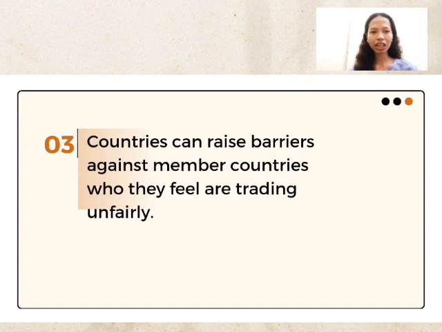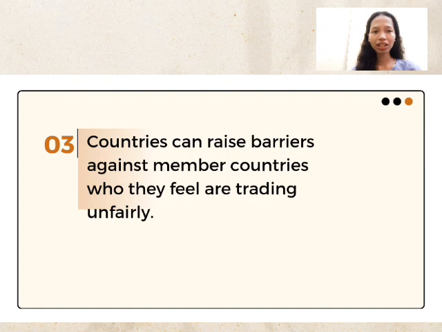Number 3. Countries can raise barriers against member countries who they feel are trading unfairly. Countries can raise trade barriers against other member countries if they believe the trade is unfair, although exemptions are made during times of war or international tension. It means to take protective measures or impose trade barriers against other member countries if they believe that the trade practices of those countries are unfair or in violation of trade agreements.